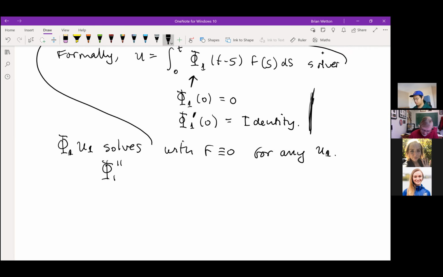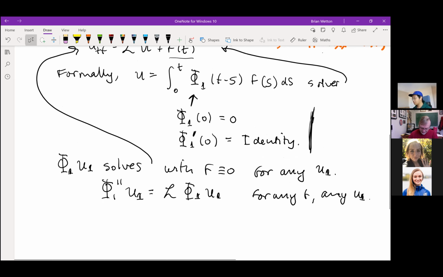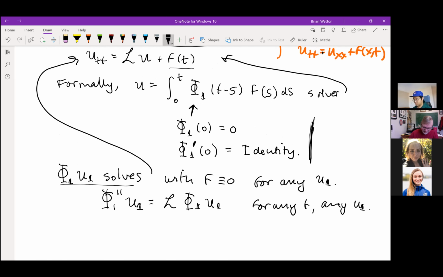But that it solves this problem is: phi1 double prime times u1 should be L times phi1 times u1. And this has got to be true for any time and any function that you operate on. That's what it means for this thing to be a solution of this problem with f equal to 0 and the right initial conditions.